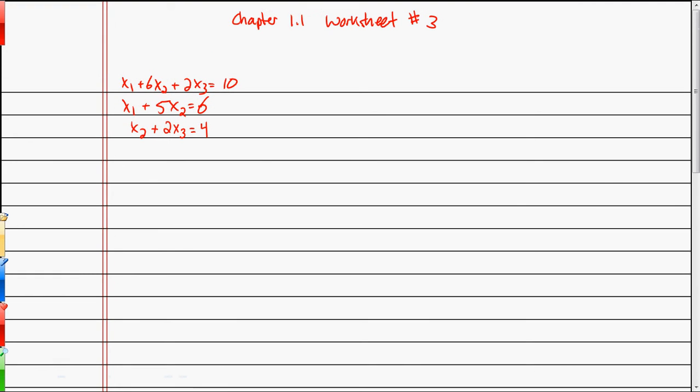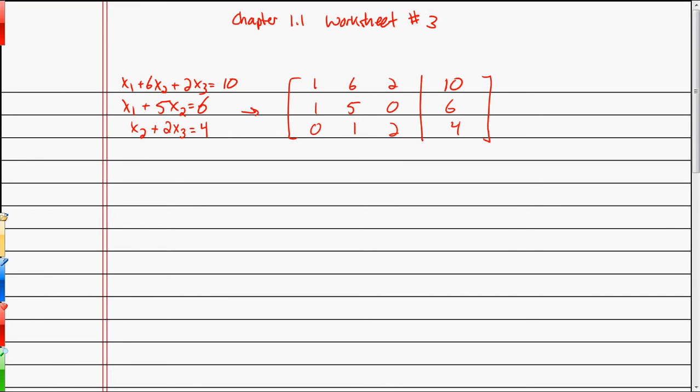Let's see if that's the case. So I will convert this to augmented matrix form. 1, 6, 2, 10. 1, 5, there's no x3, so I get a 0 there. 6, no x1, so I get a 0 there. 1, 2, 4.